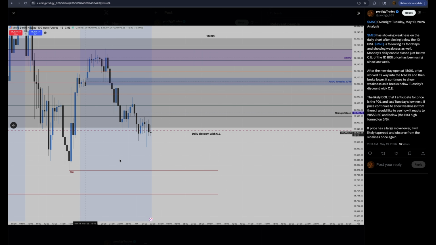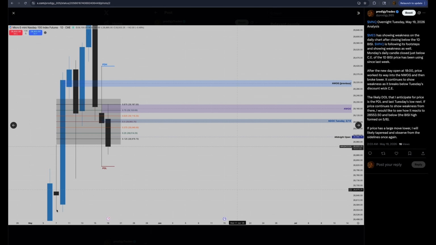Going to the 15-minute chart, we can see how the bodies were using that daily discount wick and just consolidating on top of it. Now, had they pierced that previous day's low and last week's low and continued to expand lower, I likely wouldn't have been interested, but there's an inefficiency below this candle's low here, and I wanted to see how price reacted to that level as it dug into that inefficiency. That would be the next draw for me, which is 28,553 and a half.